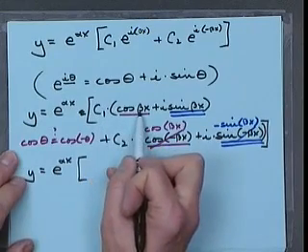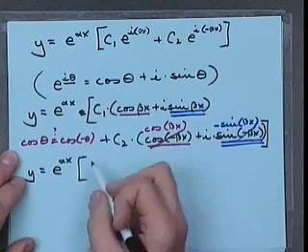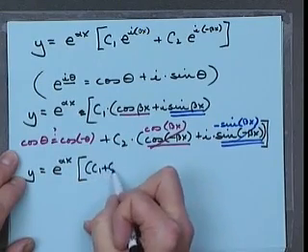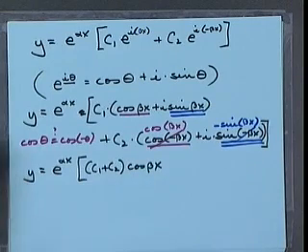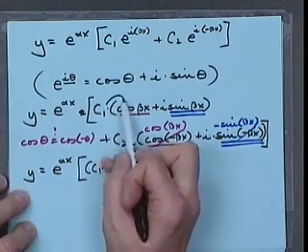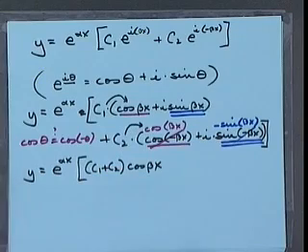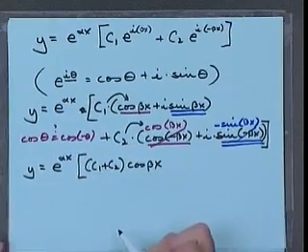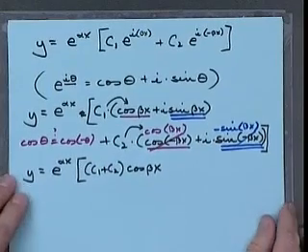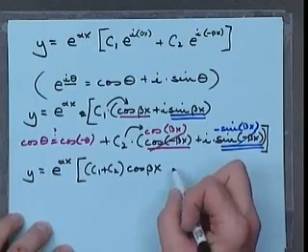So C1 is going to be distributed to this, and C2 is going to be distributed to this. So don't we have C1 plus C2 cosine beta x? Is that correct? C1 is going to be sent to this. C2 is going to be sent to that. So if we factor out cosine beta x, we'd have C1 plus C2. Well, these are constants, so the sum of two constants is just another constant. So we'll be able to simplify that.